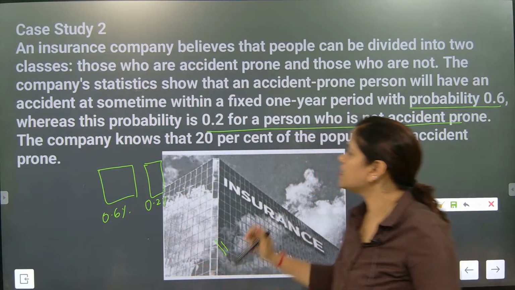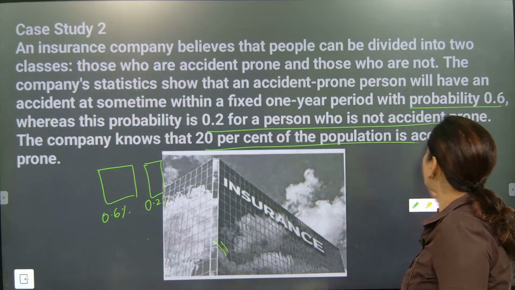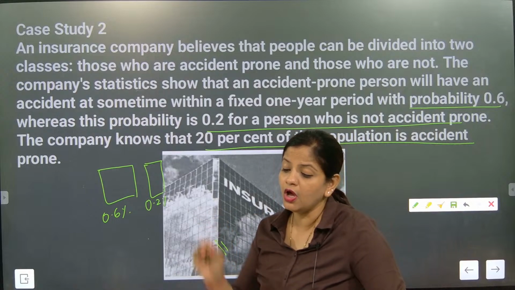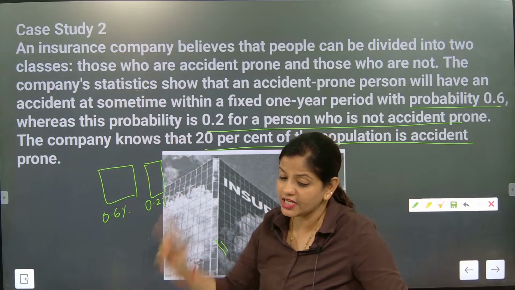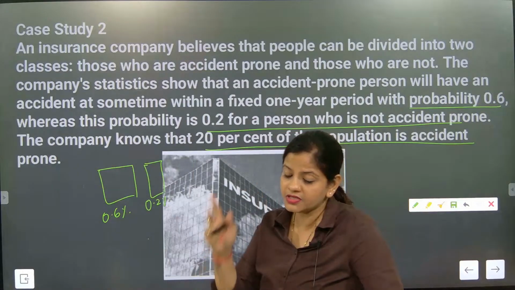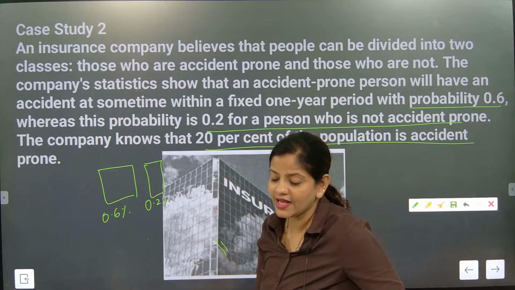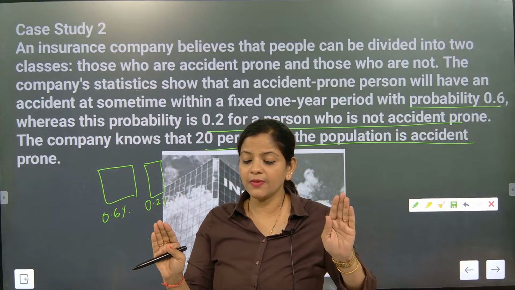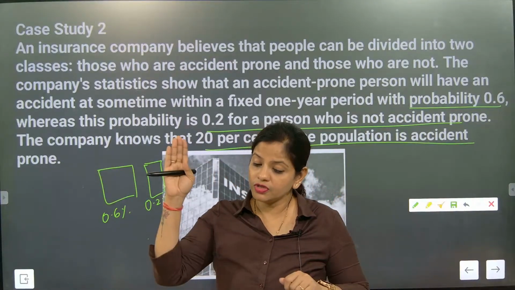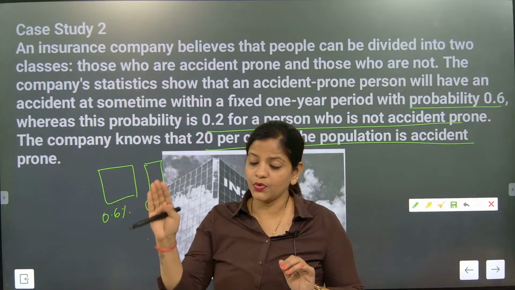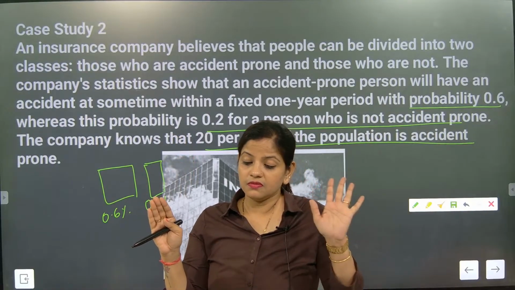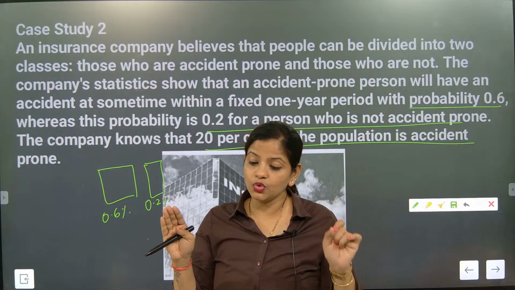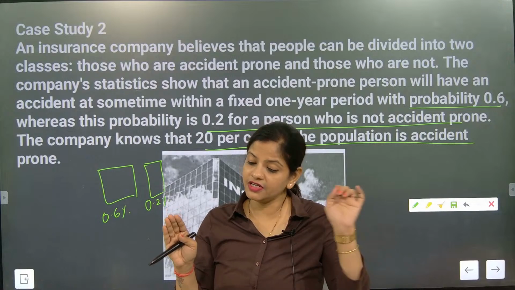Till here done. The company knows that 20% of the population is accident prone. Remember these three vital information. Again I am telling, two categories are there. One type of people are accident prone, another type of people have no accident. Those who are accident prone, yearly one accident, their probability is 0.6, and those who are not accident prone is 0.2.